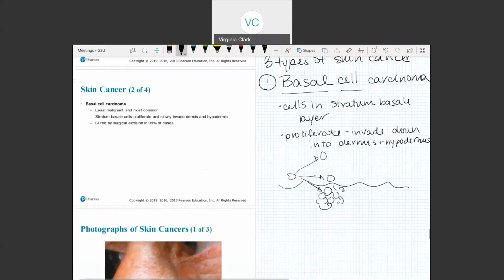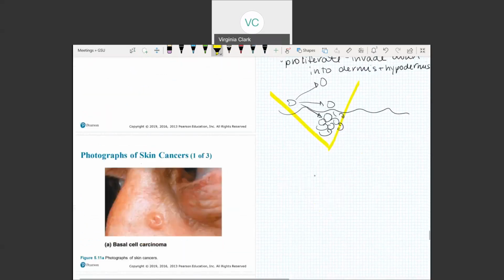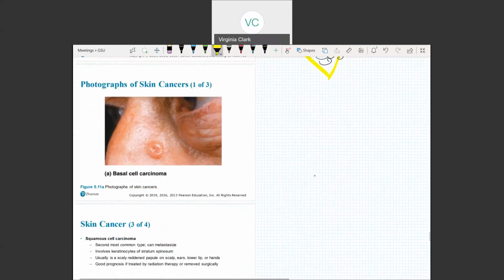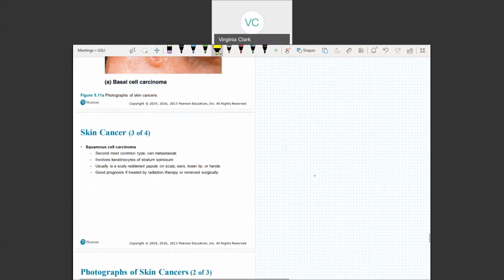The good news about this is it's easily cured just by cutting out the area of overgrowth. So, surgical excision, they can essentially just cut out the whole thing. And that's what happens in about 99.9% of the cases. So you can see right here that they'll just go through and cut that out.